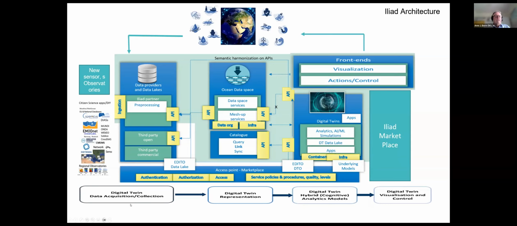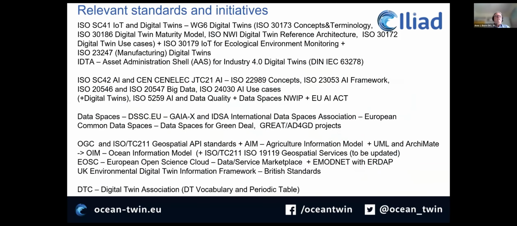We see on the bottom here that all of these twins are following: data acquisition, digital twin representation, digital twin models of the data, but also hybrid and cognitive models, including AI and machine learning, combining with physical models, and the visualization and control. If you look into this, we see a lot of areas of interactions with APIs and service interactions, and the actual standards that we are working on, looking into how we can benefit from, both in the EDITO and the Iliad, are related here on the ISO SE41 on IoT and digital twins.